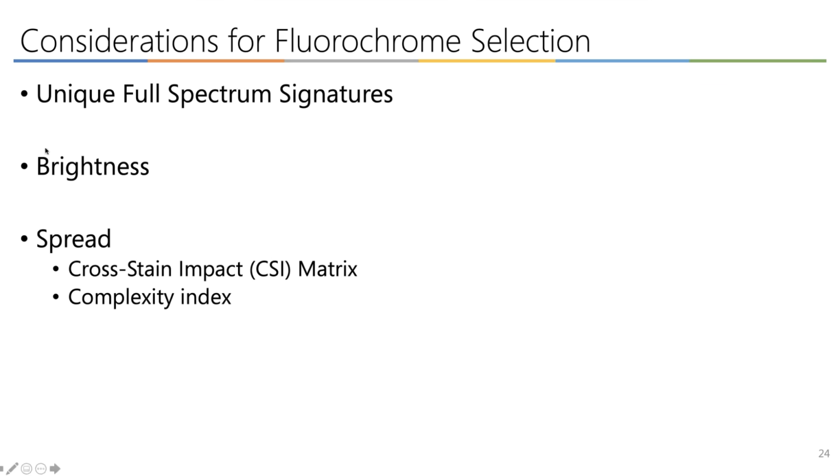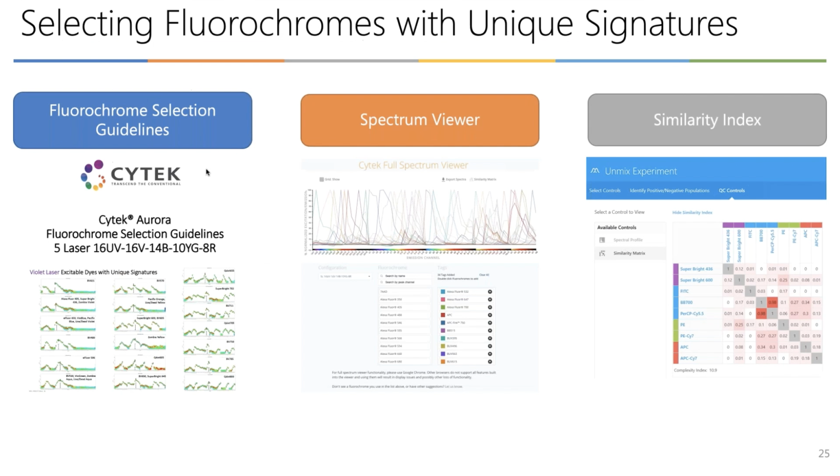As in a conventional cytometer, we care about the brightness of each fluorochrome, and we care about the spread, how much spread those dyes can introduce in other dyes. And it's the combination of these three pieces of information that is going to allow us to make the best possible decisions when it comes to panel design.